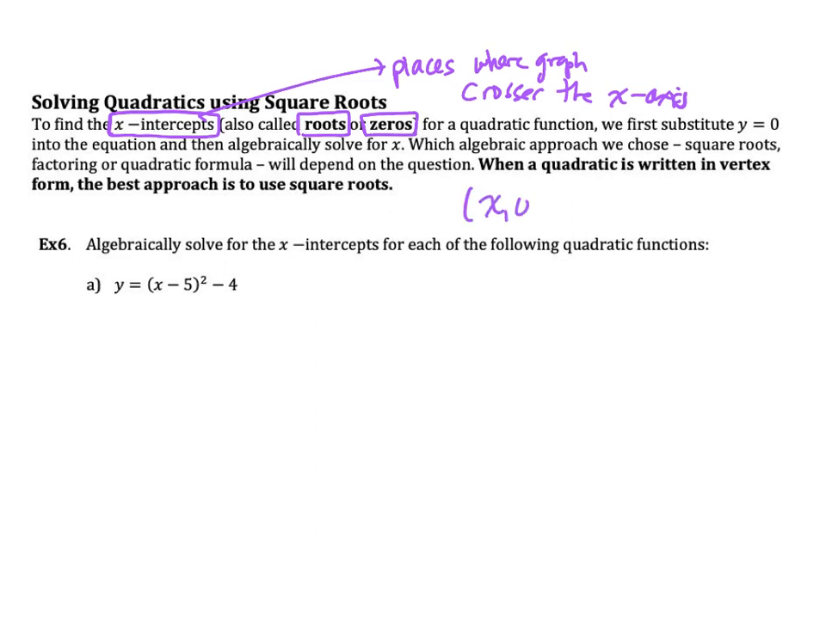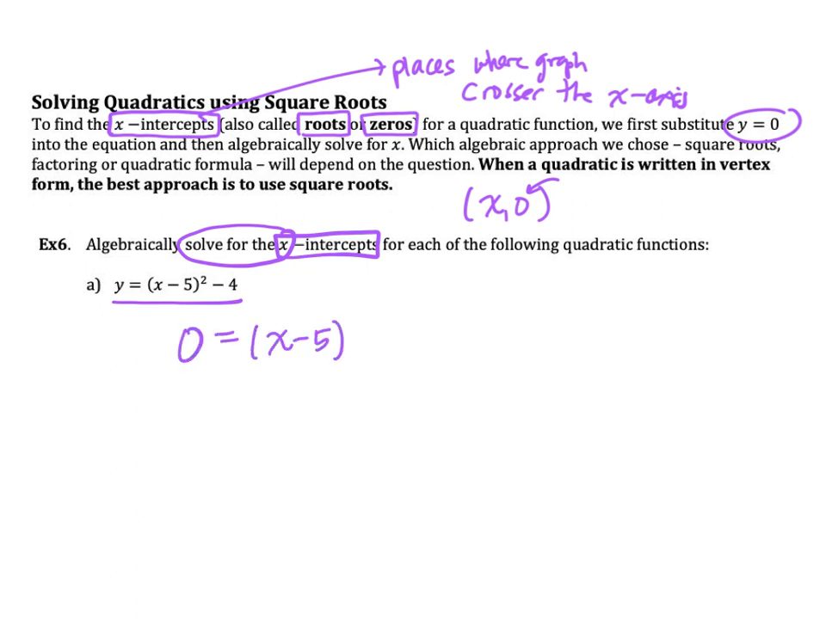So how do you find x-intercepts? Well, x-intercepts occur when y is equal to 0. So when y equals 0, then you can find the x-intercept. So we're going to do that. We have a quadratic right here. It says solve for the x-intercepts, so we want to find the x-intercepts, which means you need to put 0 in for y. So step number 1, substitute in 0 for y. And here we have it.